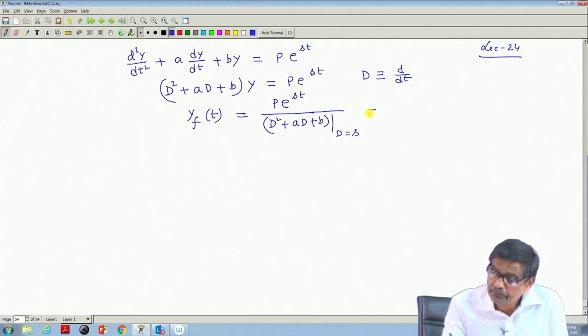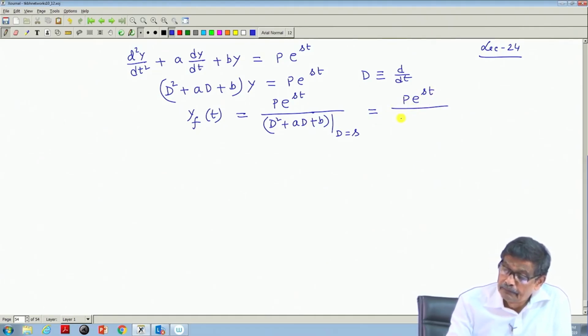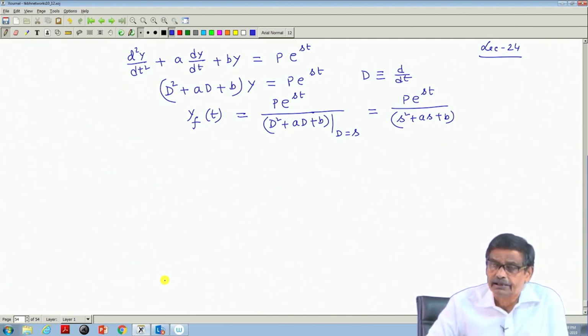That means, it will be equal to that input signal divided by s square plus a s plus b, everything is known. So, solution due to forcing function can be found out very easily, and of course, other two terms will be there, exponentially decaying terms as natural response.